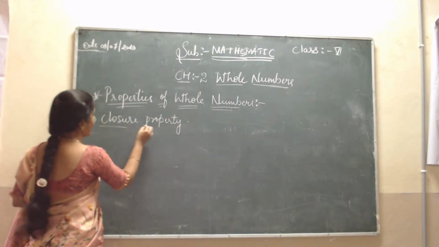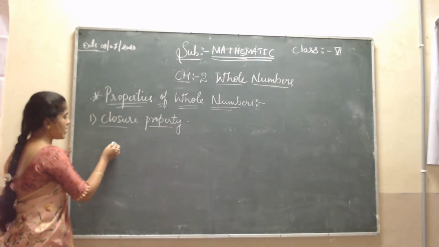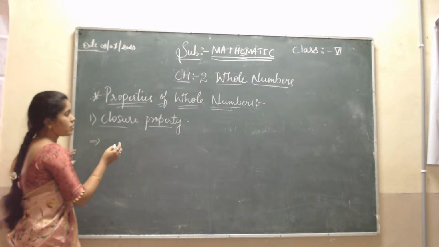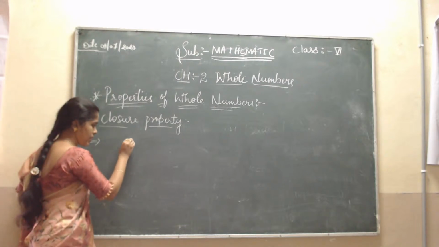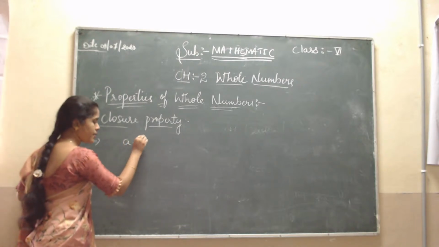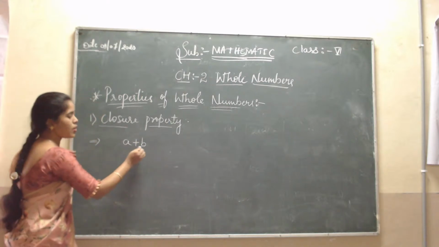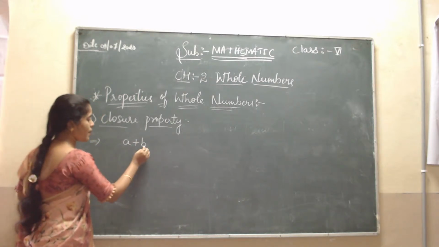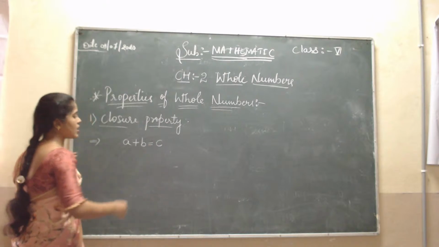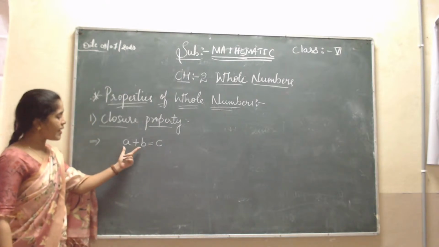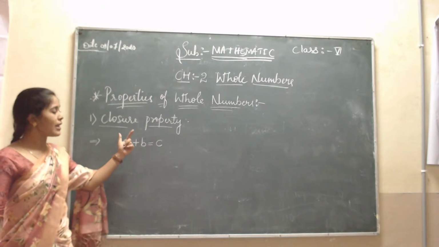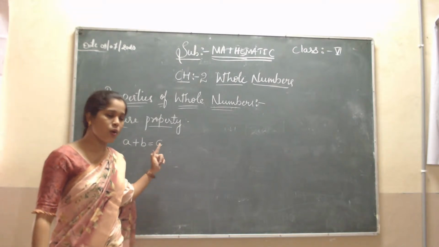In closure property, let's say two whole numbers a plus b. These are two whole numbers. A plus b is equal to c. Here we are adding two whole numbers, and we will get c also a whole number.